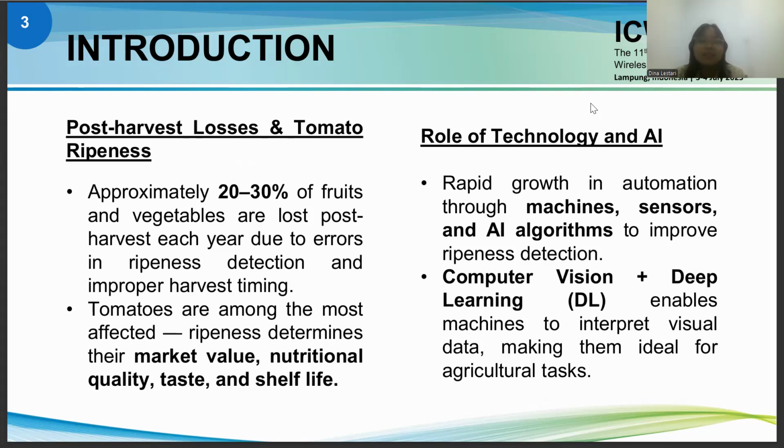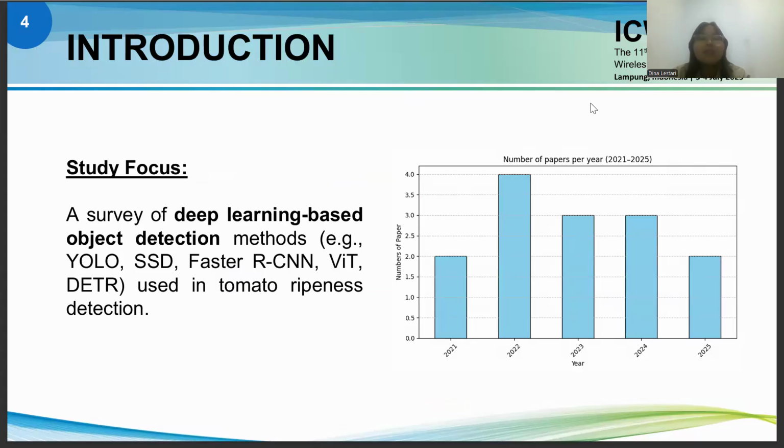To address this issue, recent developments in automation, sensors, and artificial intelligence have supported more efficient ripeness detection. Among these, deep learning combined with computer vision offers promising results in interpreting image data for agriculture. So my study has a focus on deep learning methods applied to object detection tasks for tomato ripeness classification.